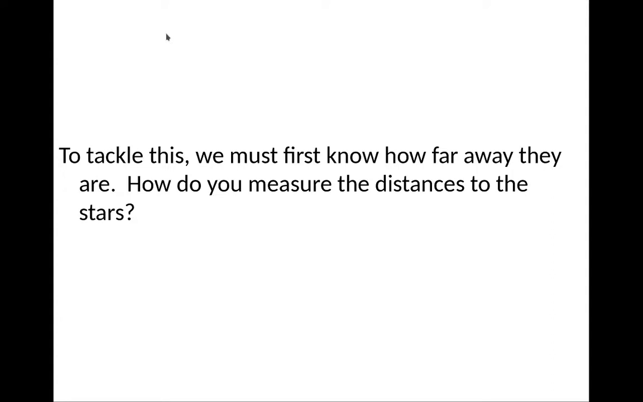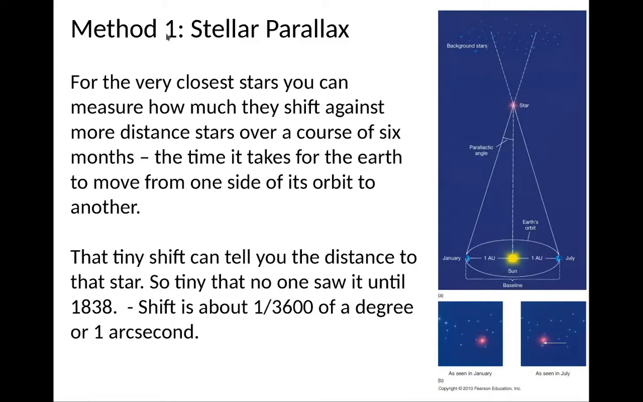To tackle this, we must first know how far away they are. So how do you measure the distances to the stars? There are various methods of doing so. But the first method is a geometric method called stellar parallax. For the very closest stars, you can measure how much they shift against more distant stars over the course of 6 months.